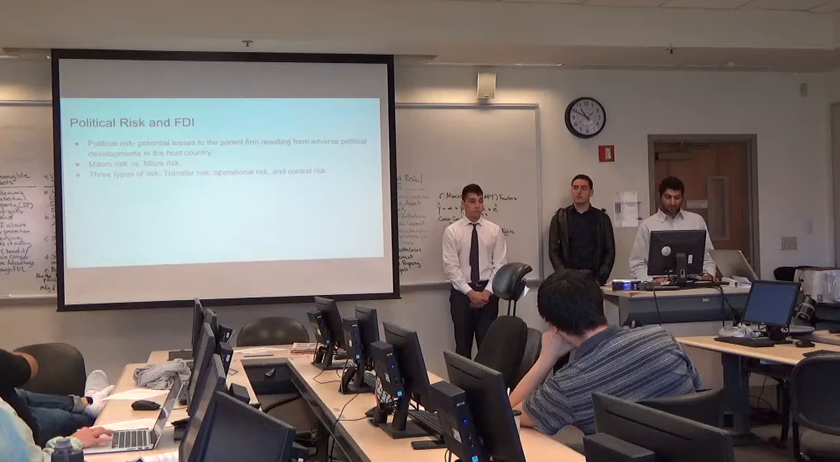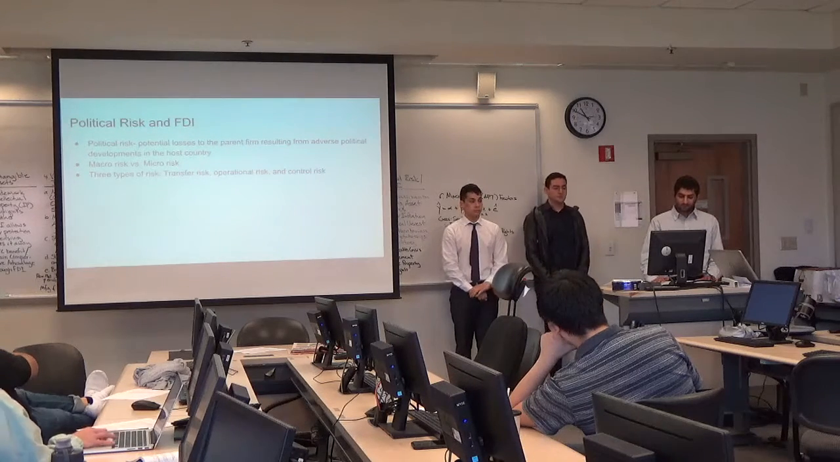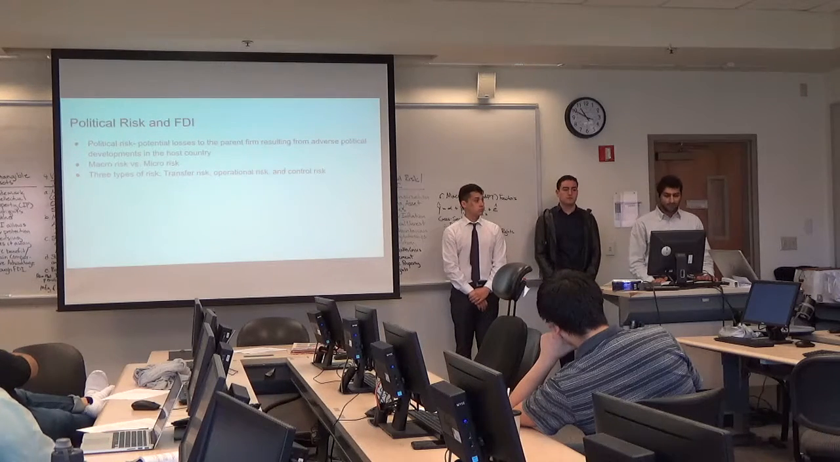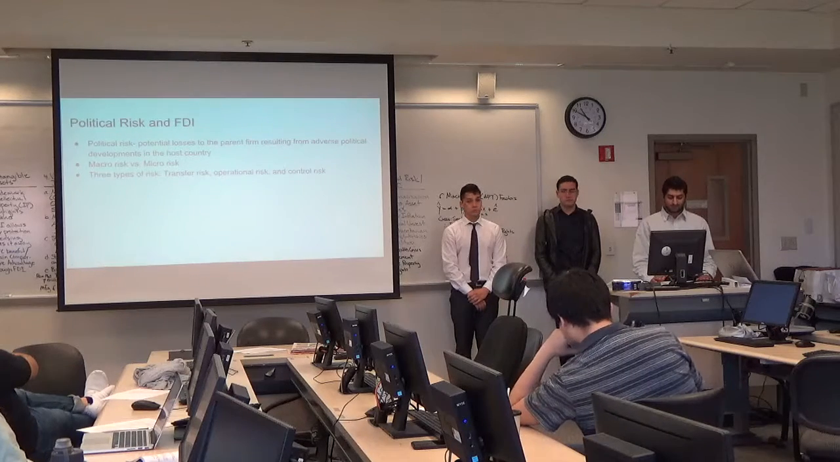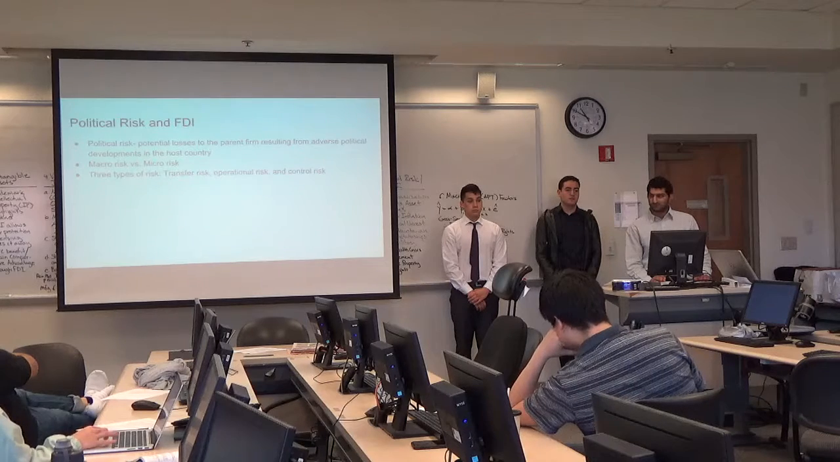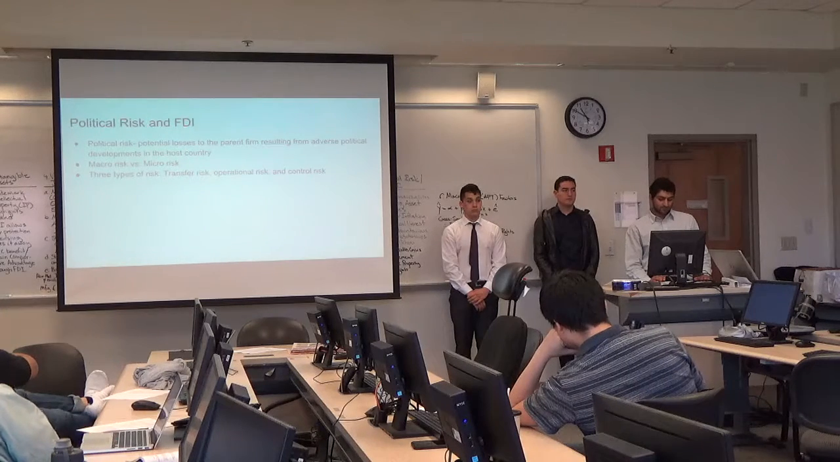There's operational risk, which is associated with uncertainty about the host country's policies. An example of this would be changes in environmental policies or minimum wage laws. And then the last type of risk is control risk, which is defined as an uncertainty about the host country's policies regarding ownership and control of local operations. An example of this is restrictions imposed on the maximum ownership shared by foreigners.